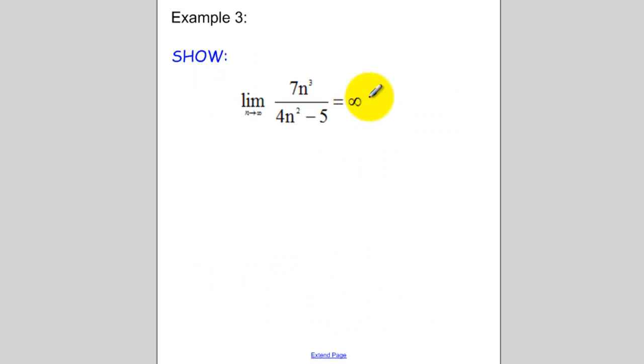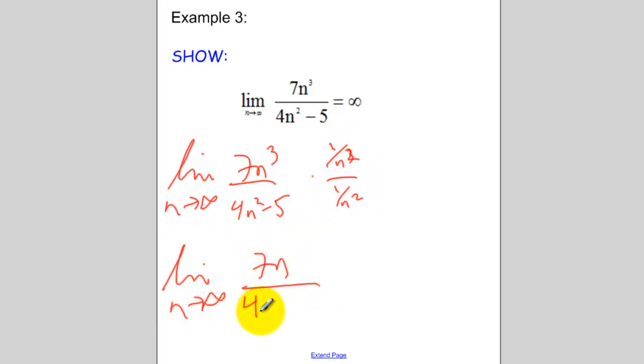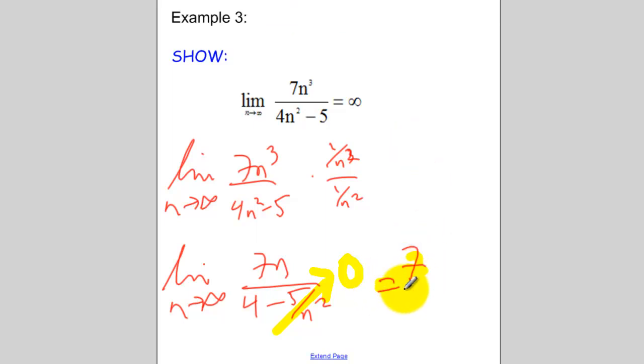Now let's show that this limit is infinity. Well, it's the limit as n goes to infinity of 7n cubed over 4n squared minus 5. So we can multiply top and bottom by 1 over n cubed, see what that does. Or 1 over n squared. And we get the limit as n goes to infinity of 7n over 4 minus 5 over n squared. Well, this part will approach 0. But then we're basically looking at 7/4 of n, which is just a line, and so this is going to approach positive infinity as n goes to infinity.